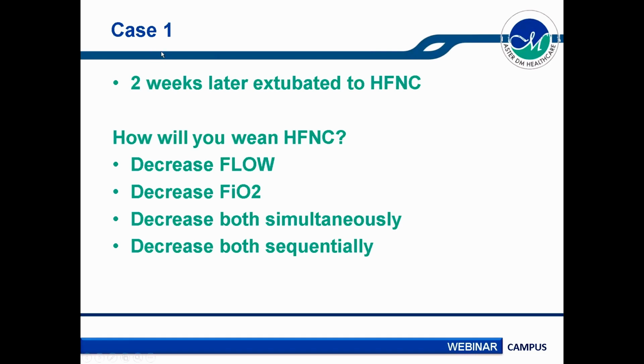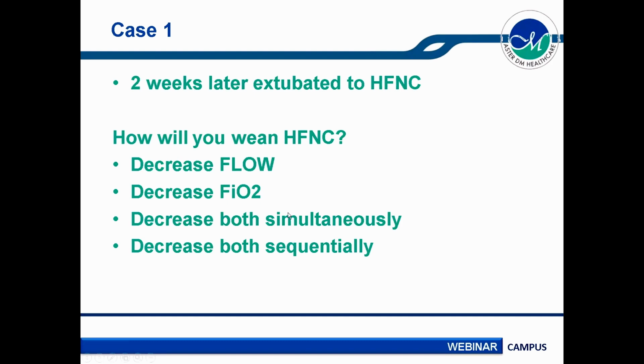A patient was ventilated, and 2 weeks later extubated to HFNC. So how will you wean from the HFNC? This is a usual situation which we all will come across. One thing, you can slightly reduce the flow, then you can decrease the FiO2, or sometimes you can decrease both simultaneously or decrease both sequentially. So which one will you go for if you have all these options? Obviously you will have to come down on flow, and then reduce the FiO2.